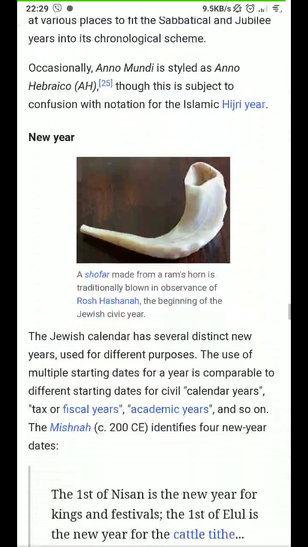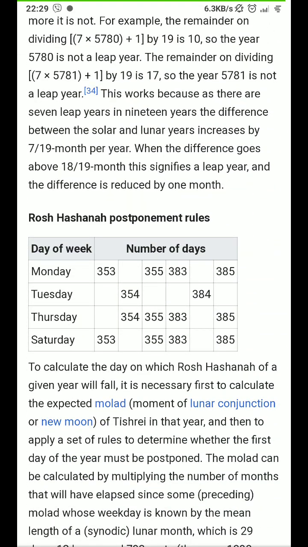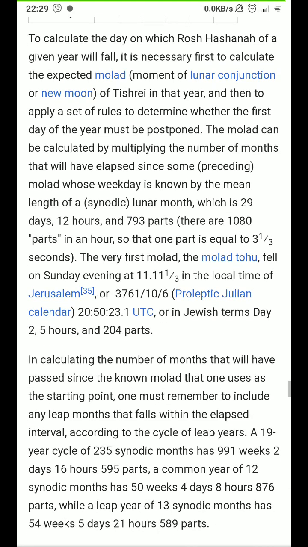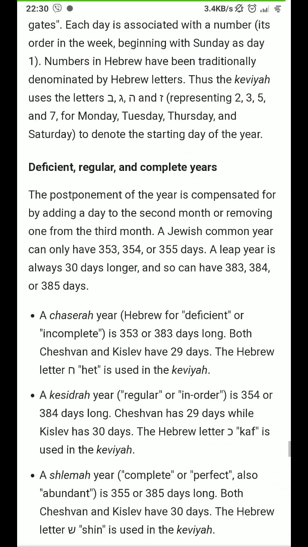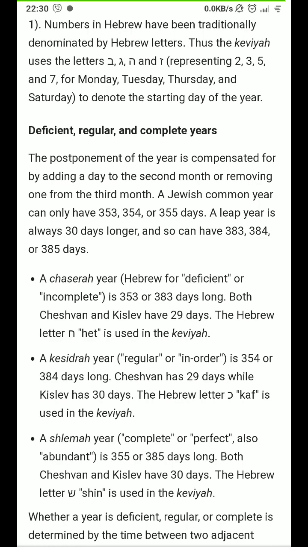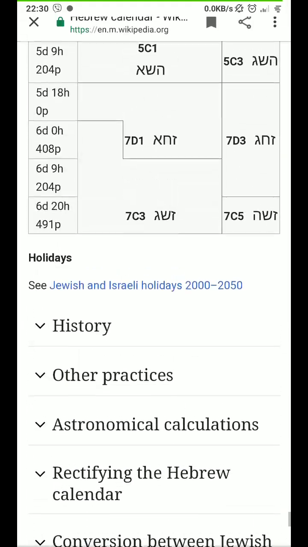So what else was I reading while searching all of this? Actually there is a lot of information here, and you can read, for example, that a leap year is always 30 days longer, and so can have 383, 84, or 85 days. Yeah. So let's go.